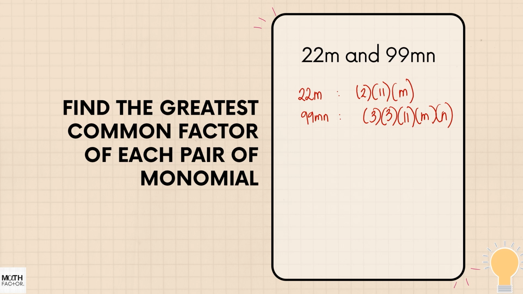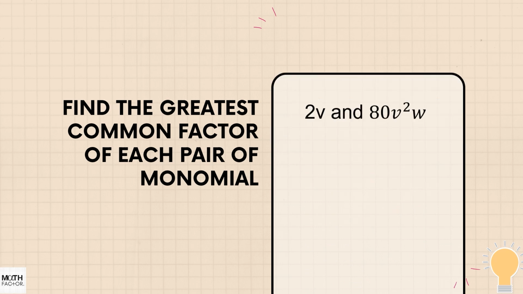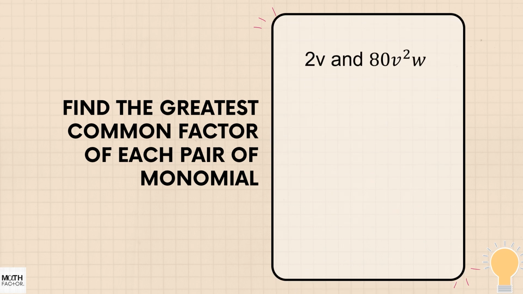And as you can see, the common factors are 11m. Therefore, the GCF is 11m. Next, we have 2v and 80v squared w. For variables with exponents like this, the number of times you will write the variable depends on its exponent.